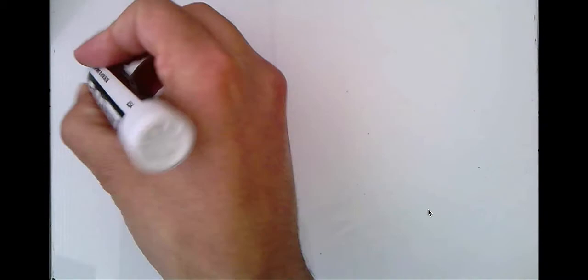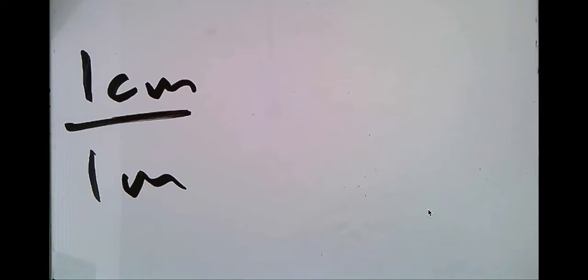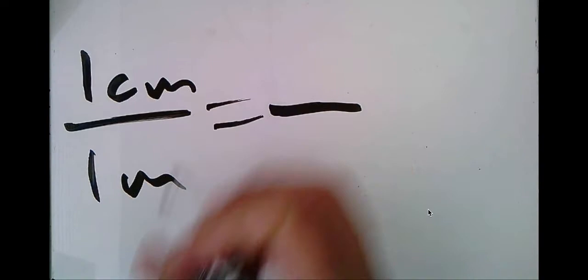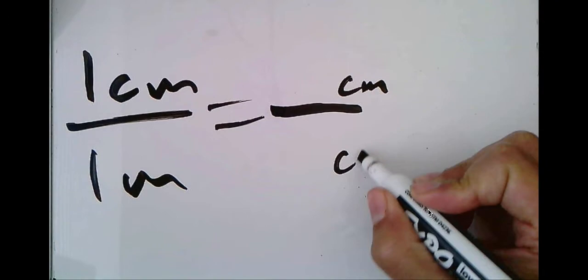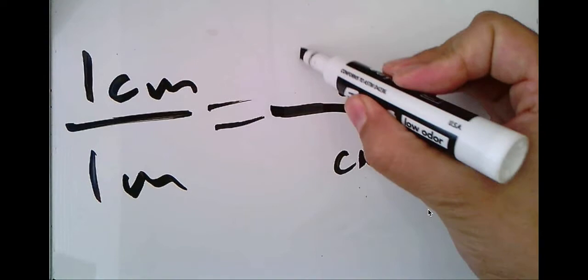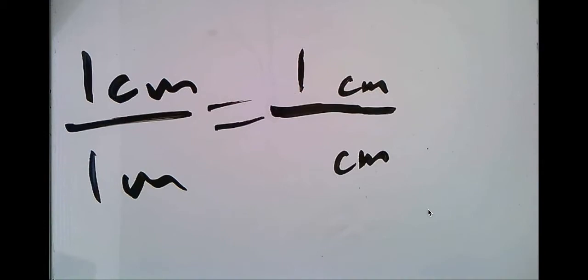So if we start by writing what we are given, 1 centimeter is 1 meter. Now we have to convert these, and my recommendation is convert these so that you keep the unit that is smaller. What is smaller, centimeters or meters? Centimeters is a smaller value. We'll start by first converting before reducing. So 1 centimeter will stay as it is. Now we need to convert 1 meter to a certain number of centimeters.